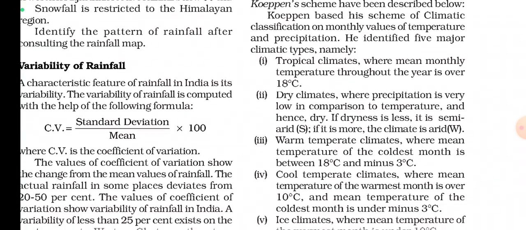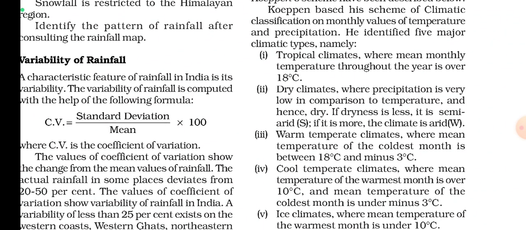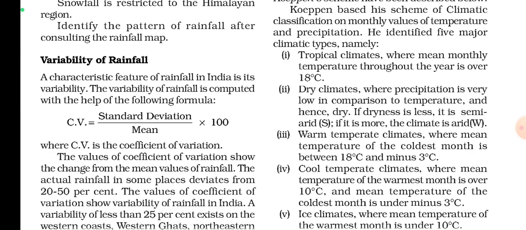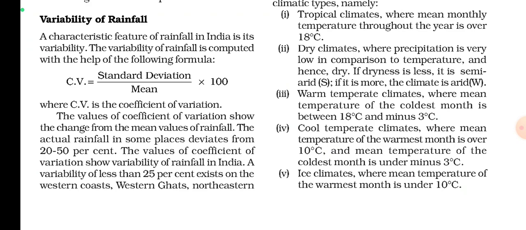Köppen based his scheme of climatic classification on monthly values of temperature and precipitation. He identified 5 major climatic types, namely tropical climates, where mean monthly temperature throughout the year is over 18 degrees Celsius. Dry climates, where precipitation is very low in comparison to temperature and hence dry. If dryness is less, it is semi-arid. If it is more, the climate is arid.